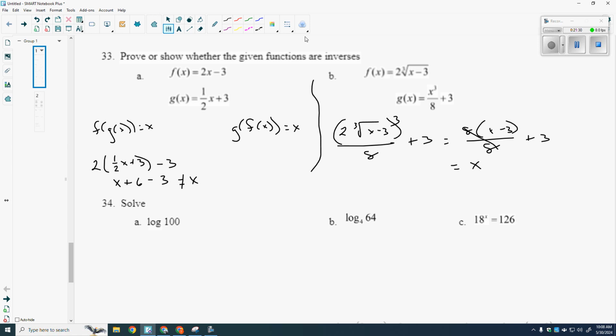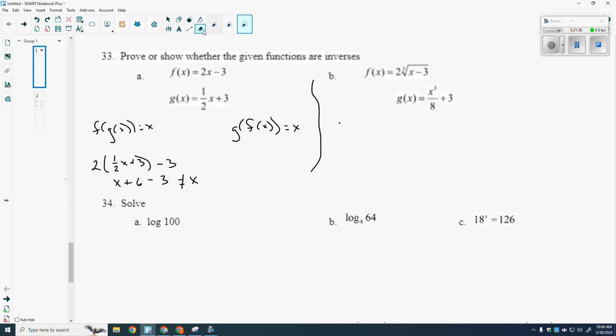All right, repeat the process. Sorry, I wrote way too big. Repeat the process. Just because it works in one doesn't mean it works in the other. If it doesn't work in one, I don't need to worry about the other. Take this mess, put it right there. So I have x cubed over 8 plus 3, minus 3. That goes right there, and then I have the minus 3. All right, plus 3 minus 3 goes away.